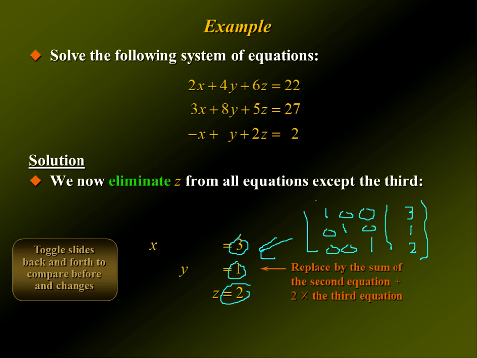So in this, first of all we have to write the augmented matrix, then we apply the row operations, and finally we convert the matrix into this form: 1 0 0, 0 1 0, 0 0 1. So we obtain the values.